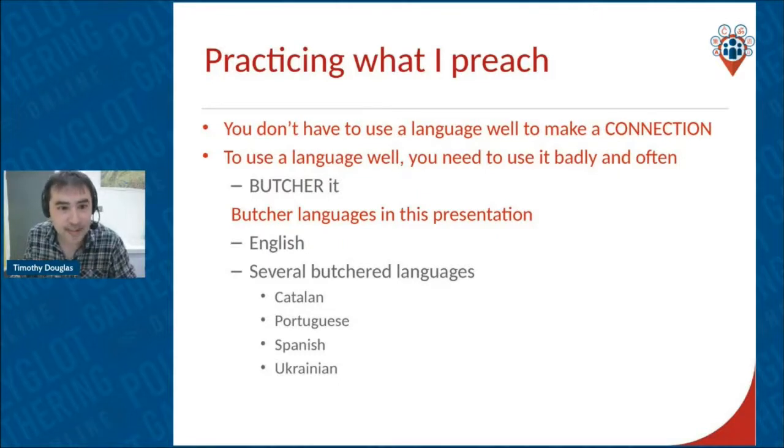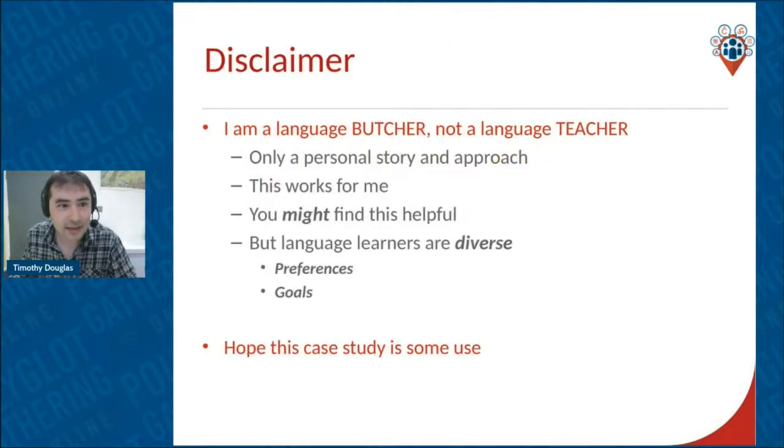Catalan, Portuguese, Spanish, and Ukrainian. Now, I'm not ready to speak these languages, but I find myself that if I wait until I'm ready, I'm never ready. So I might as well just start using them now and have fun using them badly.